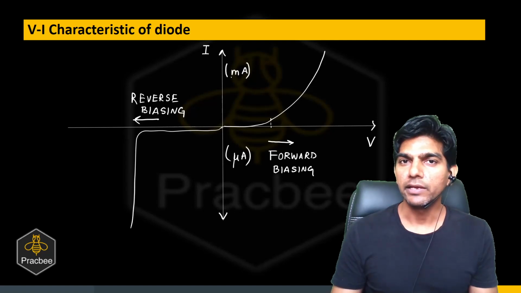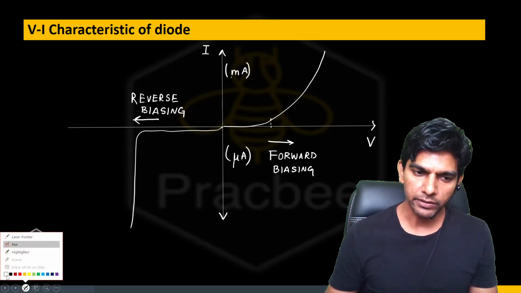Now let us see the VI characteristic of a diode. So what is the VI characteristic?